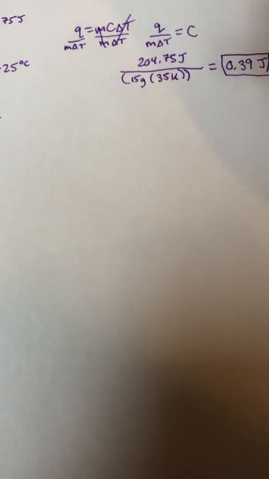So once again, we're going to write down what terms we have and solve for what we need to find. So they tell us 216 joules. Our change in temperature, they told us 15 to 35. So 15 would be my initial, 35 would be my final.